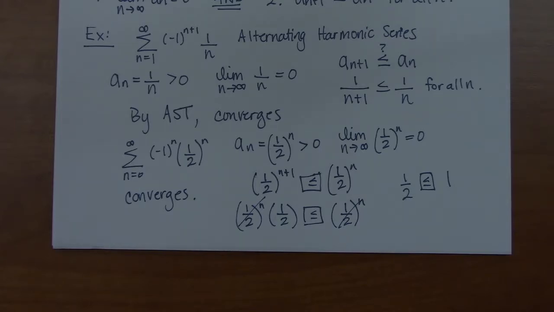All right, let's look at an example of a series that doesn't have the natural form of an alternating series, but we can tell it's alternating, and I'll show you how you rewrite it to put it in that form.